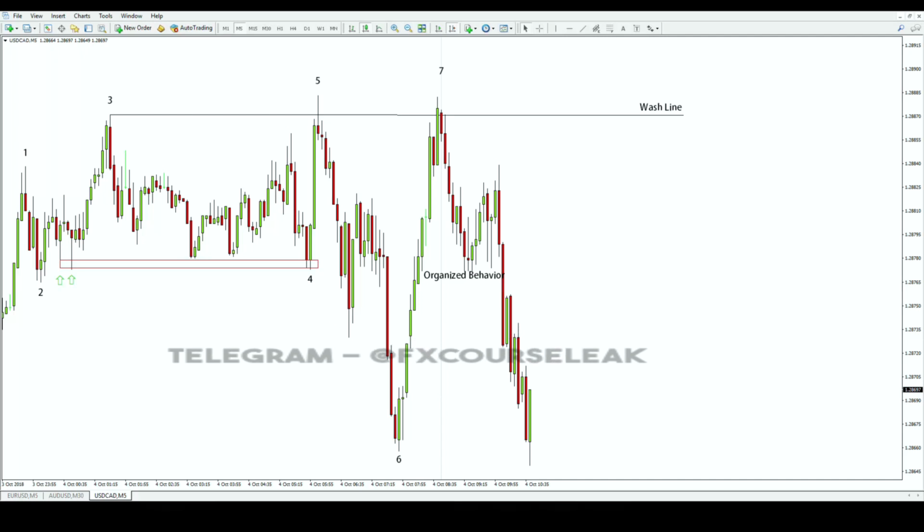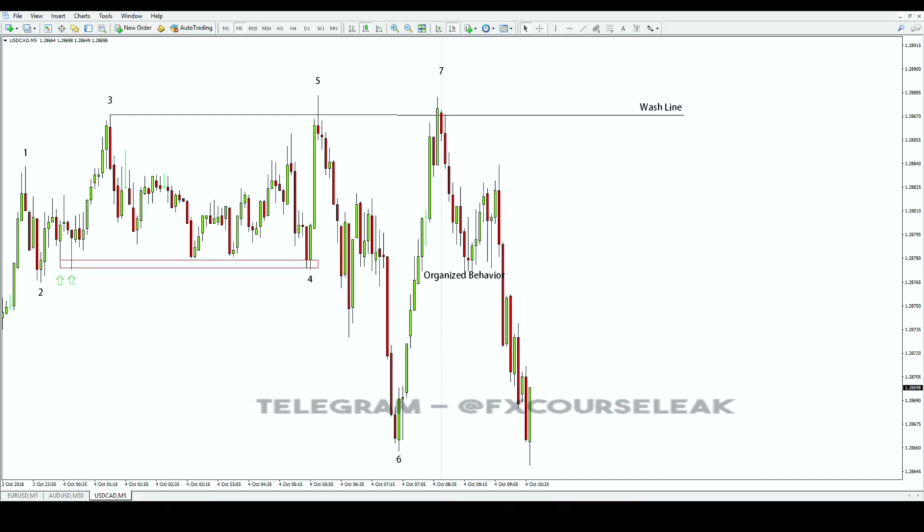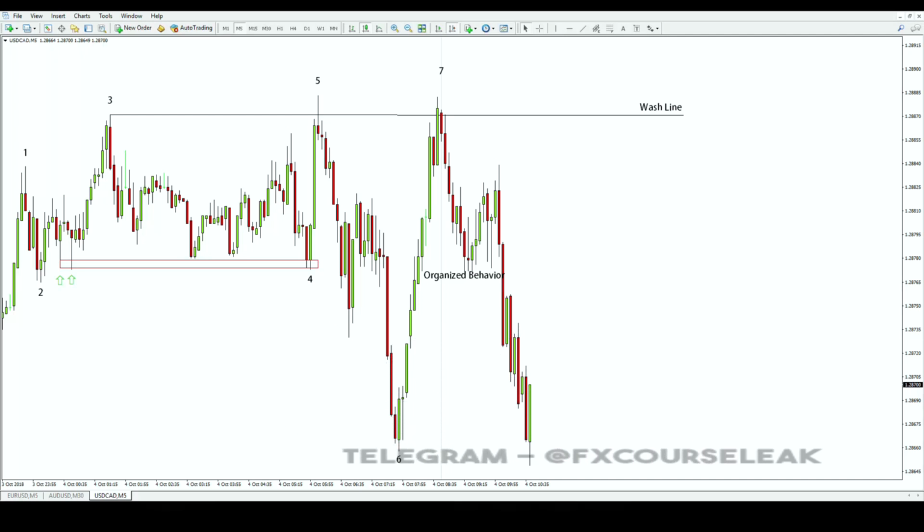As you can see here, our reading of the market manipulation was correct, and our target ended up being hit successfully.